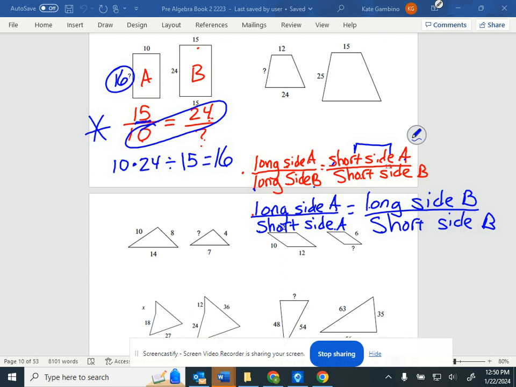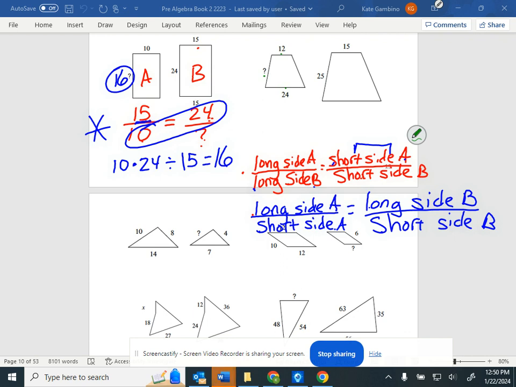Let's set up the next one. Now how am I going to set this one up? I have a number and a question mark, and then I have 2. Oh my goodness, all my sides don't have corresponding numbers. How do I do this, Jude?